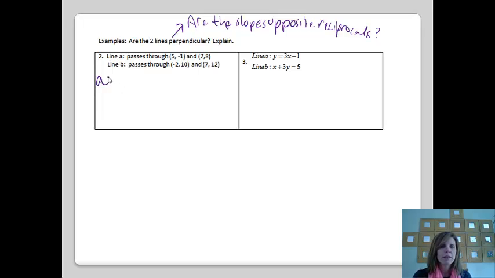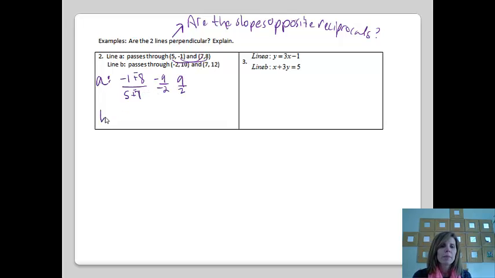So we want to find the slope of line A, so I'm going to do my y minus my y. So I'll have negative 1 minus 8, and then over x minus x, I'll have 5 minus 7. Leave, change, opposite. I'll get negative 9 over... Did I do that right? Oh, I wrote that wrong. It says this was a 7. Negative 2, and that reduces to 9 over 2.